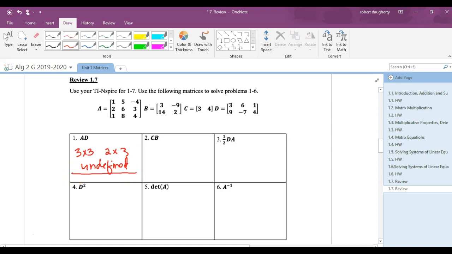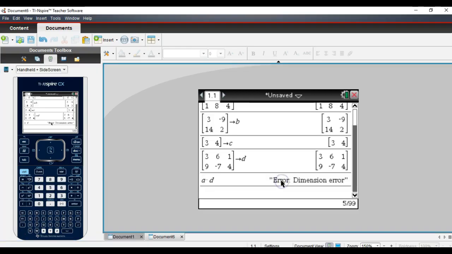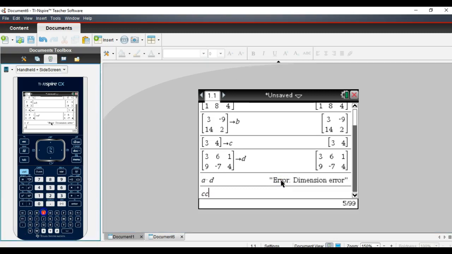So you can try this again, C times B. C is what? 1 by 2, and B is 2 by 2. We know that's going to work and give me a 1 by 2. Let's go find our answer real quick. So C times B.